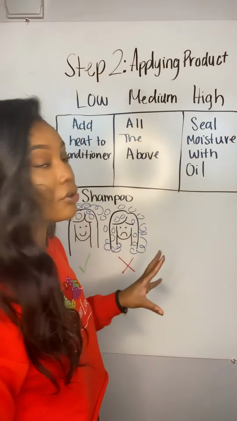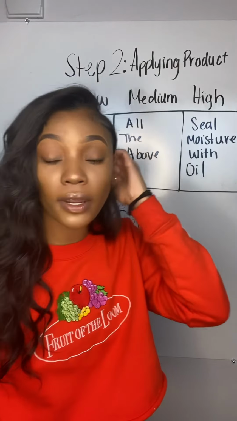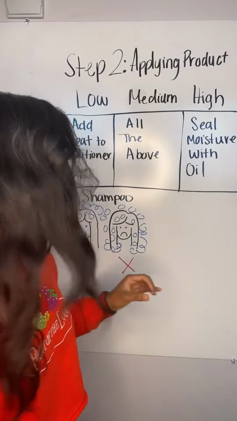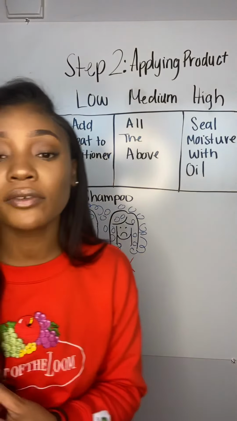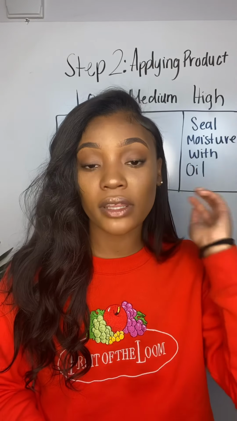Putting shampoo on your whole hair shaft can allow your hair to get more dry. Remembering that the ends of your hair is the oldest part of your hair, so constantly stripping that part of your hair could result in breakage and ultimately not retaining your length.